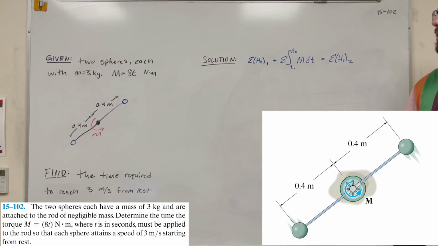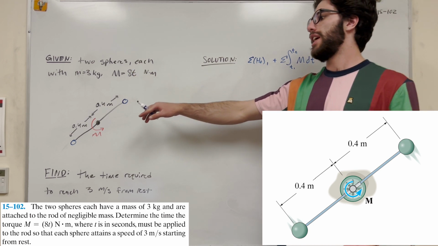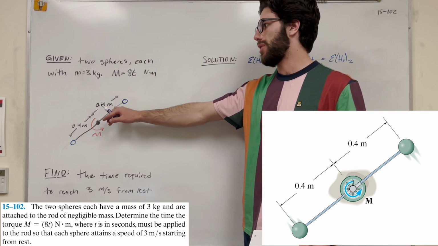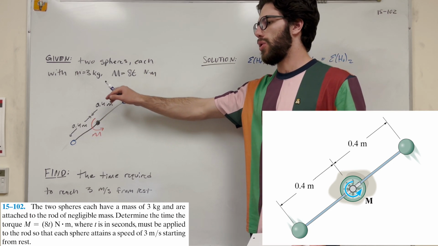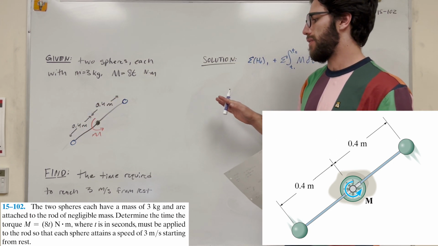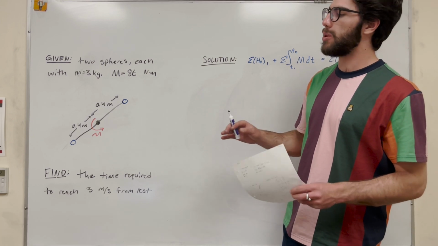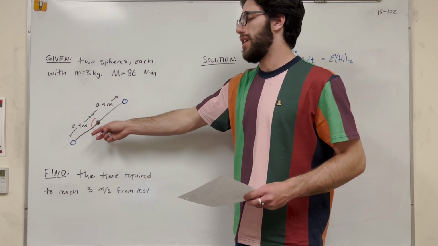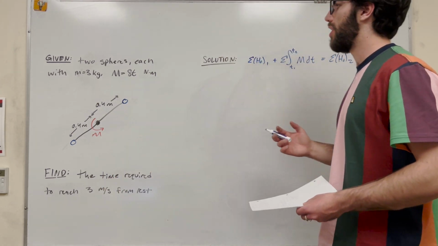So let's solve this problem. What do we have? We have two spheres, each of them 3 kilograms, and then we have this moment that's being applied counterclockwise equal to 18 Newton meters. So it's going to make this whole system spin, right? And it's laying flat. So the time required to reach 3 meters a second from rest, that's what we're solving for. So it's going to spin, it's going to start accelerating, and it's going to eventually reach 3 meters a second. Let's find how long it takes.